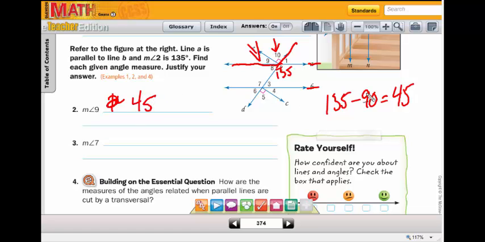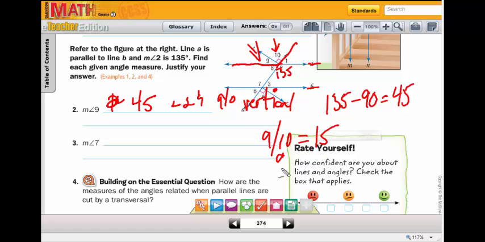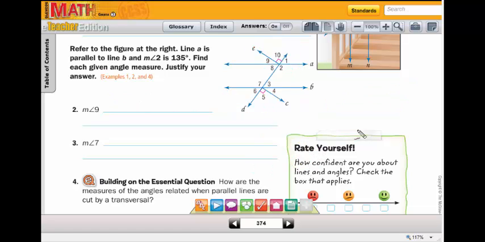And the reason for that is because angle 2 and angles 9 and 10 together are vertical. Therefore, 9 and 10 together equals 135 degrees, and angle 10 is 90 degrees. So we've got angle 9 plus 90 degrees equals 135. We'll take a look at the way they did that in a minute.